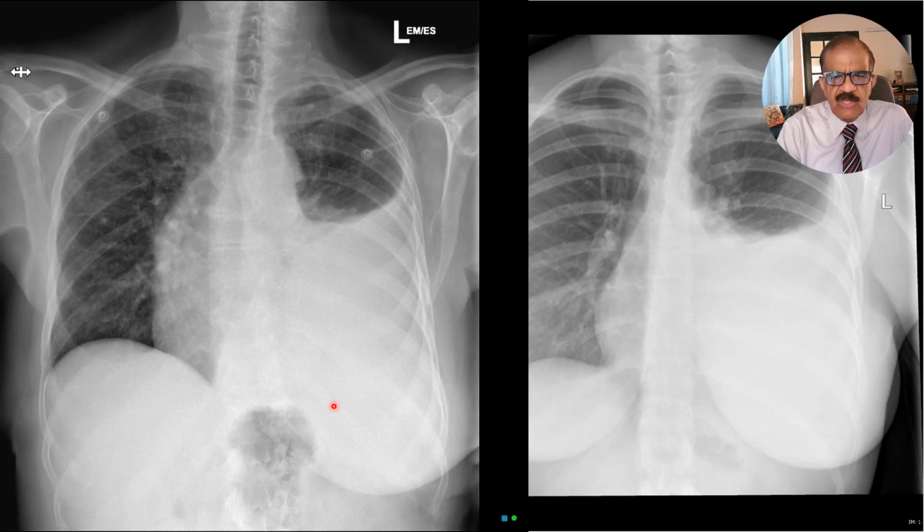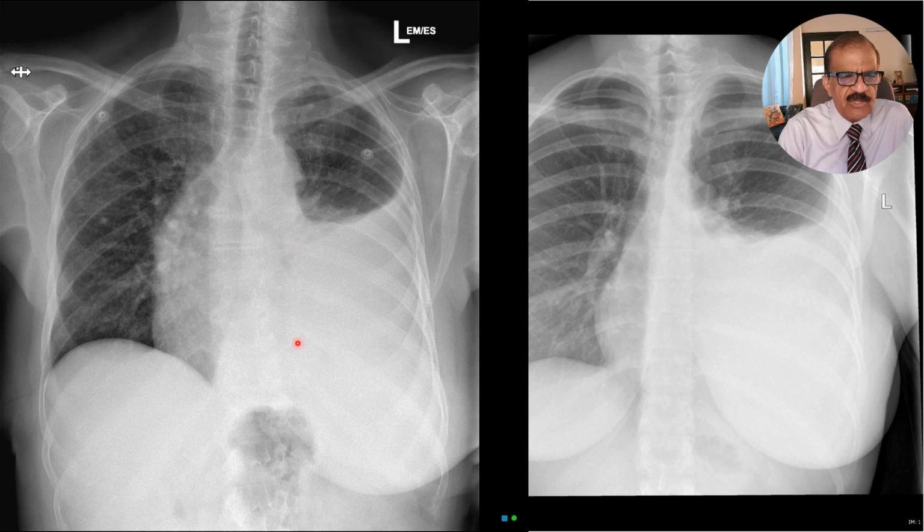This one is the same, but this time the effusion is on the left side. Pleural effusion could be bilateral or unilateral. If it is unilateral, it tends to be more common on the right side, but of course a unilateral pleural effusion can be on the left side also.